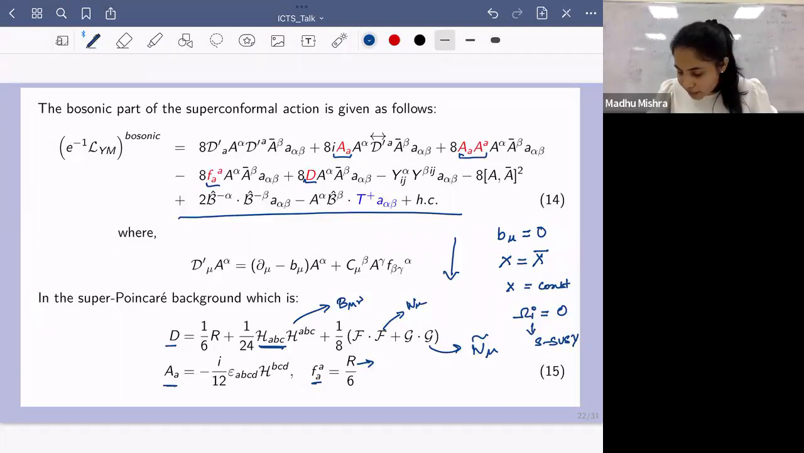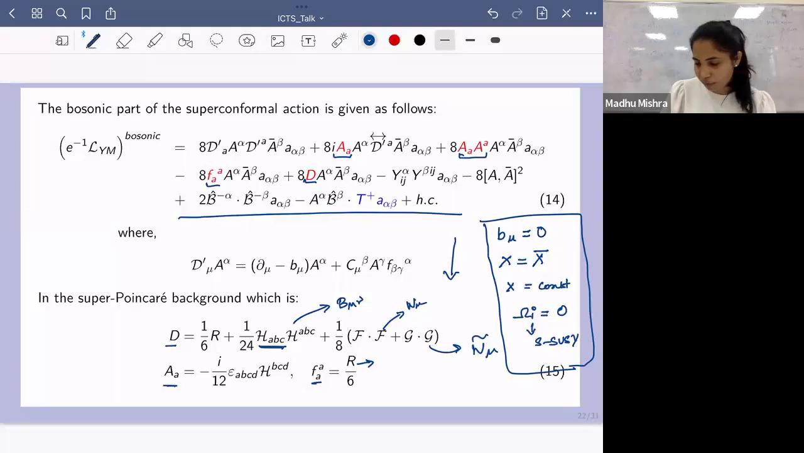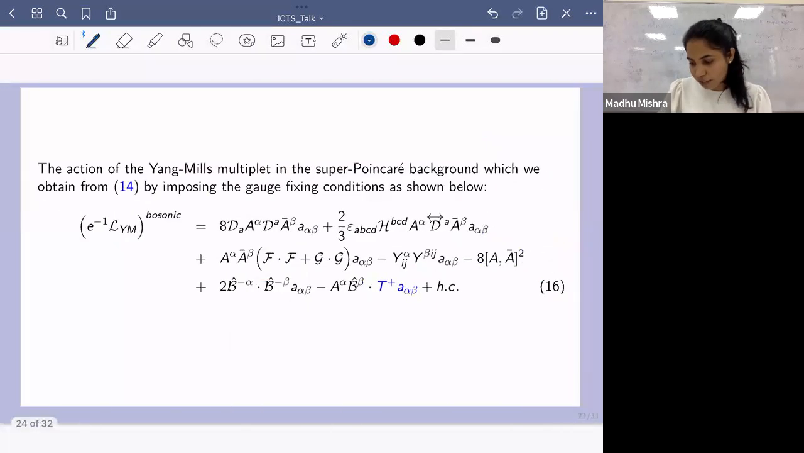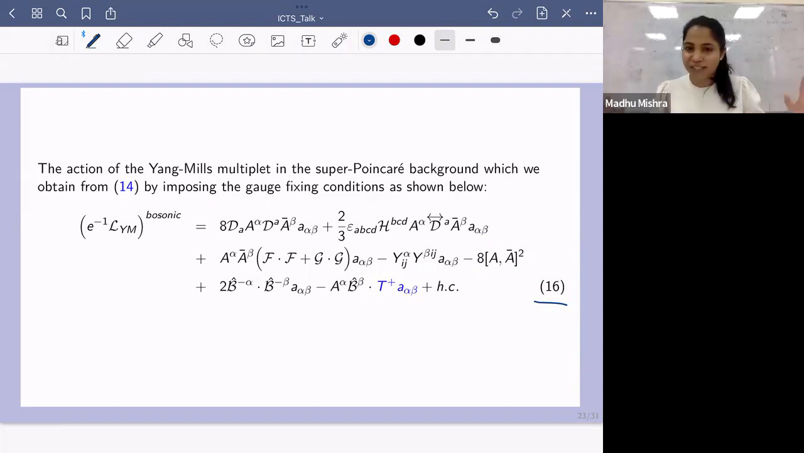Yeah, these are the gauge fixing conditions that I have listed. What I was saying is that I have not listed the gauge fixing conditions here, but these are the gauge fixing conditions I used to go from action 14 to action 16. And action 16 is not the standard Weyl multiplet, something else. No, there is no standard Weyl multiplet.